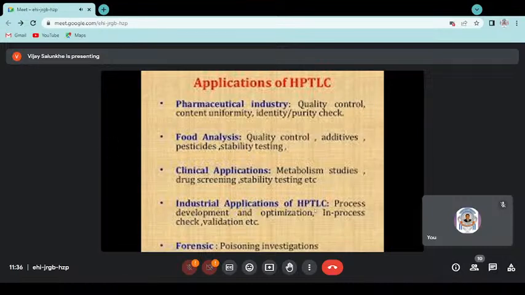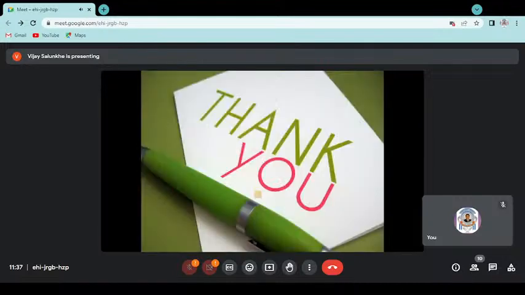As an industrial application, HPLC is used in process development and optimization, and in forensic departments for poisoning investigations. HPLC is playing a main role in the correct identification of marker compounds, or the correct identification of the active pharmaceutical ingredient in the final pharmaceutical dosage form or herbal dosage form.